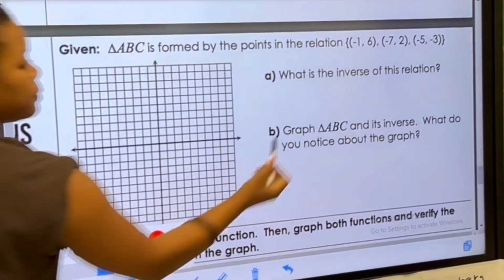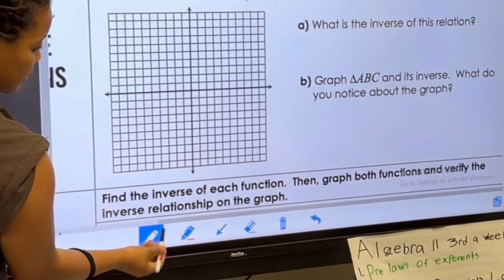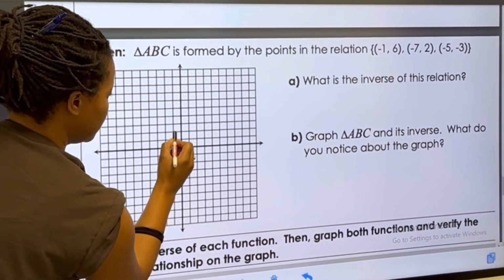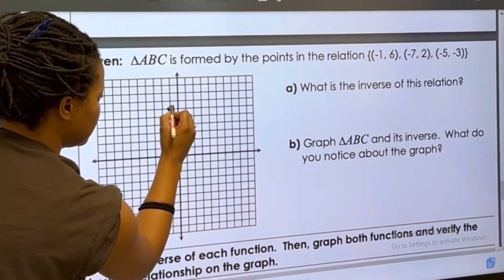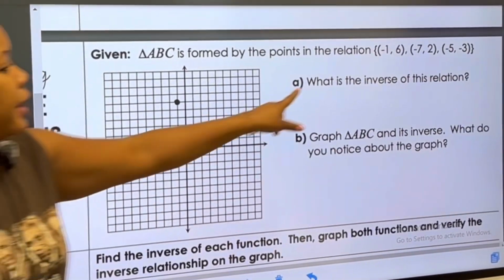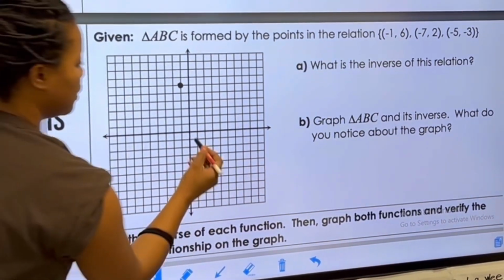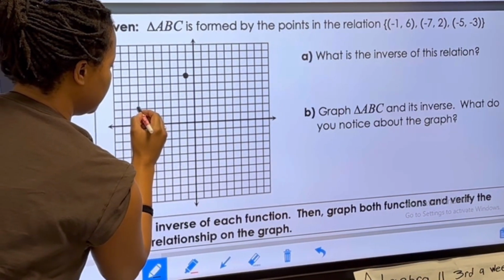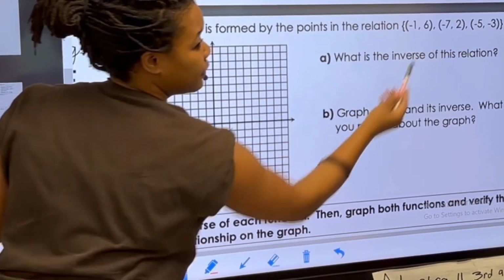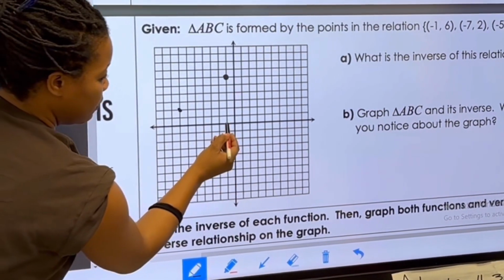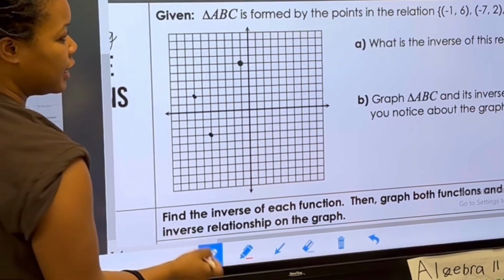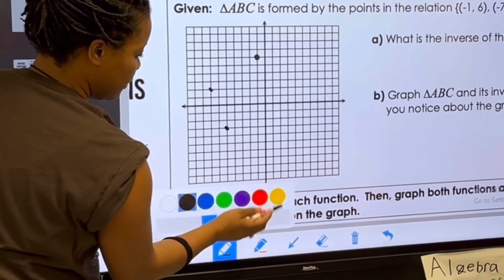So you're going to graph this point, negative 1, 6. Negative 1, then up 1, 2, 3, 4, 5, 6. Then you're going to graph negative 7, 2. 1, 2, 3, 4, 5, 6, 7, 2. You're going to graph negative 5, negative 3. 1, 2, 3, 4, 5, down 1, 2, 3. Okay, you're going to connect your dots, make a triangle.